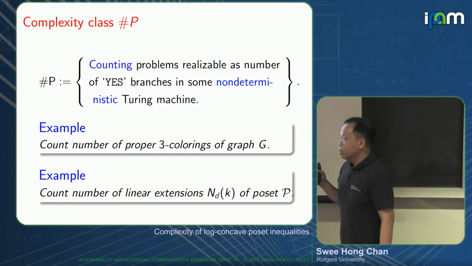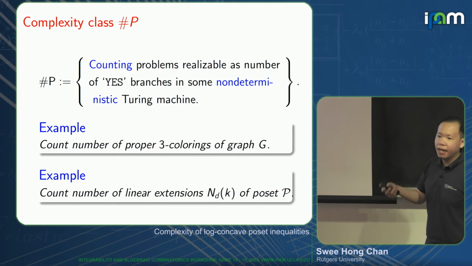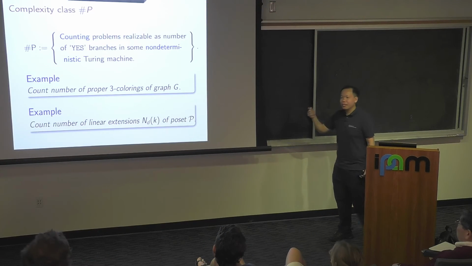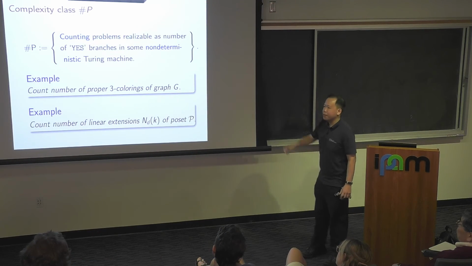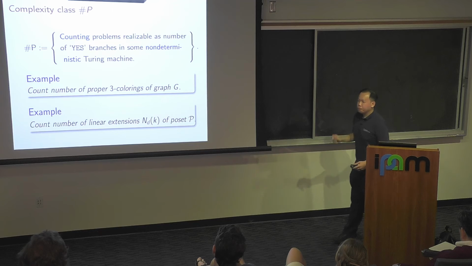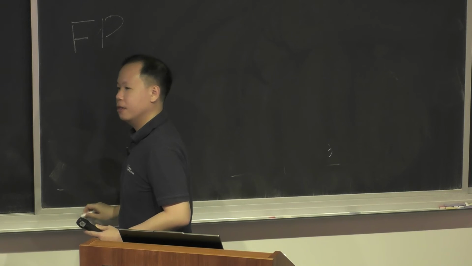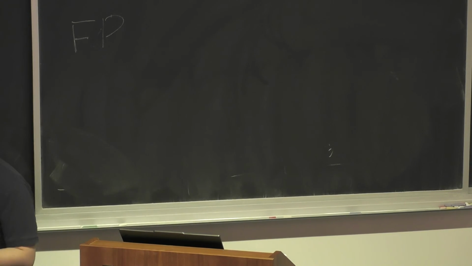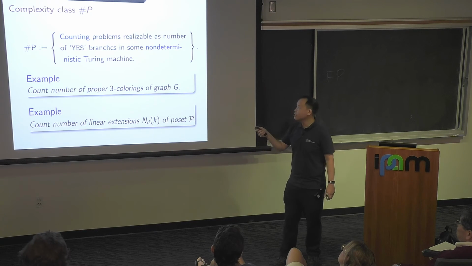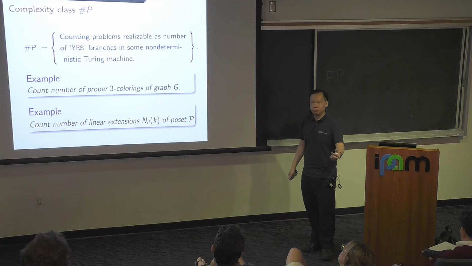What is this class about? This is the class of counting problems, so the answer is a number rather than a yes or no. Let me mention again, this is a mistake that many people make, thinking that sharp P means a problem that can be solved in polynomial time. But that's not the case. The counting problem solvable in polynomial time is actually called FP. Sharp P is believed to be, we don't know how to prove it, a strictly larger class, where the answers can be expressed as the number of yes branches of some non-deterministic Turing machine.